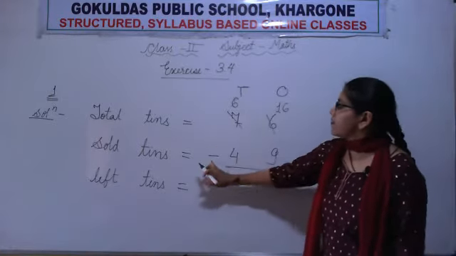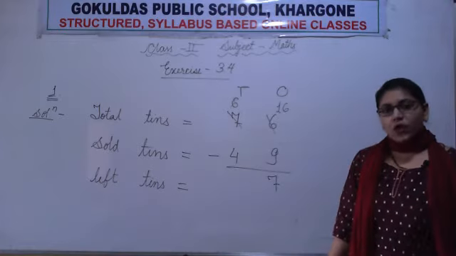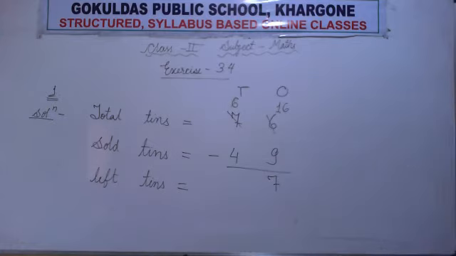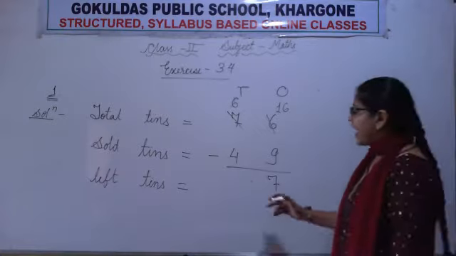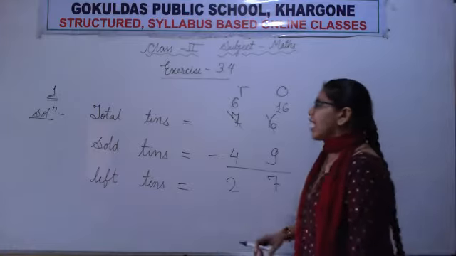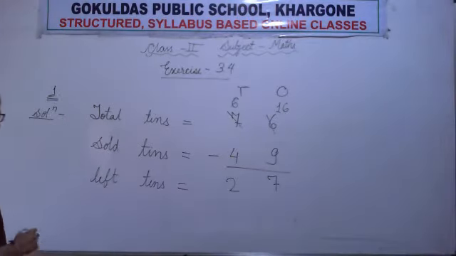Okay. 6 minus 4. All of you now count 6 fingers. Minus 4 is there. So count 4 times backward or take away 4 fingers. Now how many fingers are left? Very good. 2 fingers are left. So we will write the number 2. So 27 tins are left. So let us write the answer.